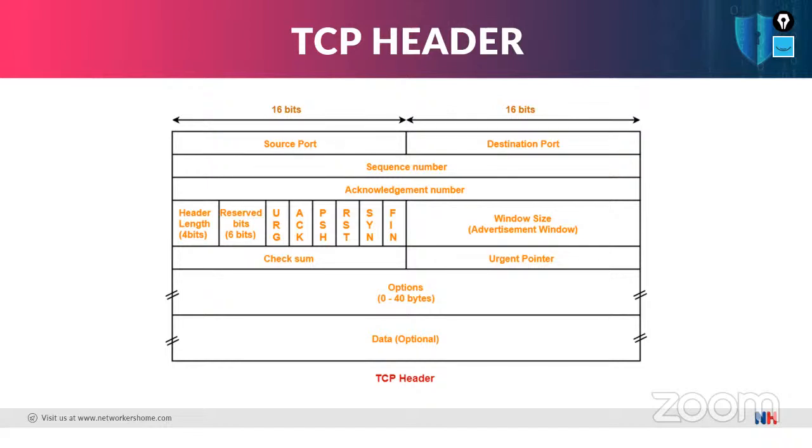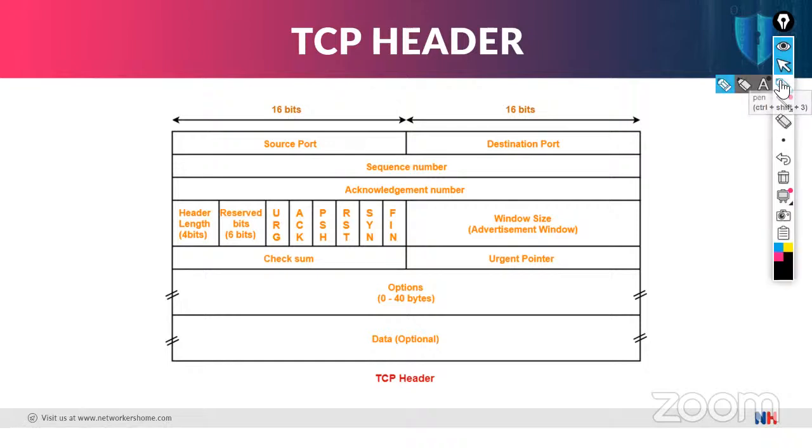As you know, the TCP header contains the source port, destination port, sequence number, acknowledgement number, header length, reserved, the flags, and then the window size, checksum, urgent pointer, and options. So a lot of things are there, right? Let us go in depth with these particular fields.